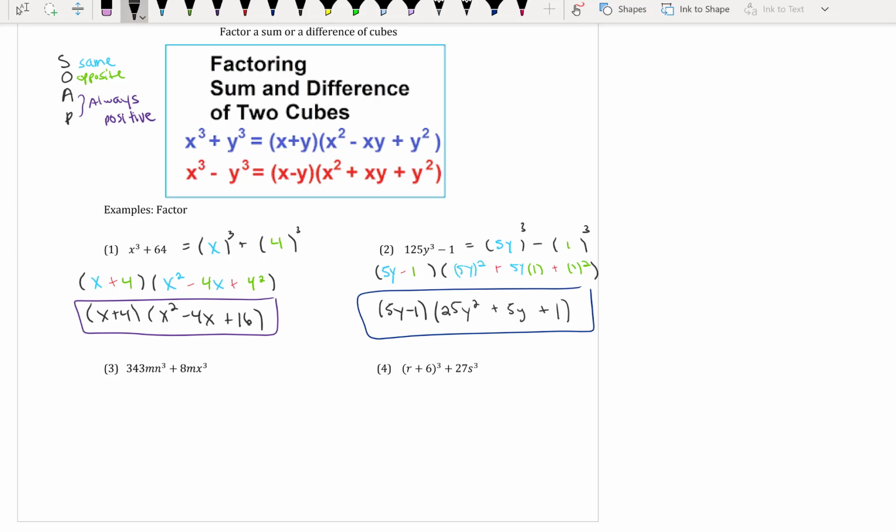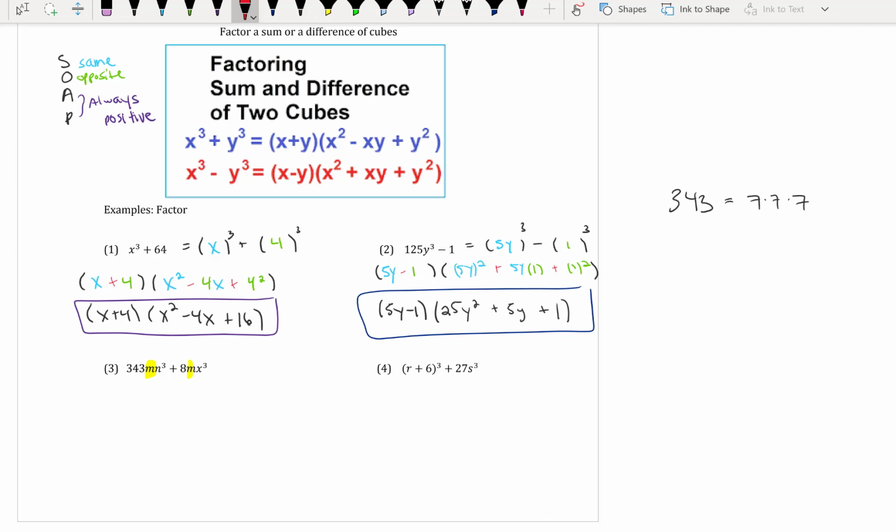So I want to see whether or not this follows the same thing. The first thing I want to notice is whether or not these have anything in common. Well, I know that 343, if I do it over to the side, 343, that's going to be 7 times 7 times 7. I know that that's going to be 7 to the third power. But the other thing that I'm noticing is that these both have an m in common.